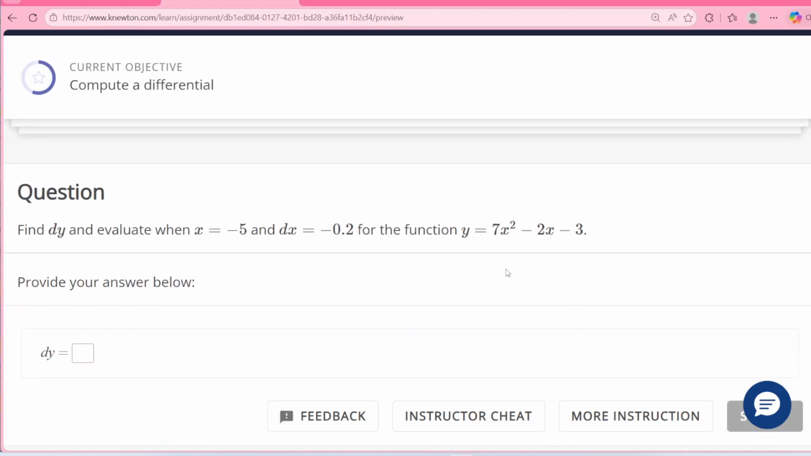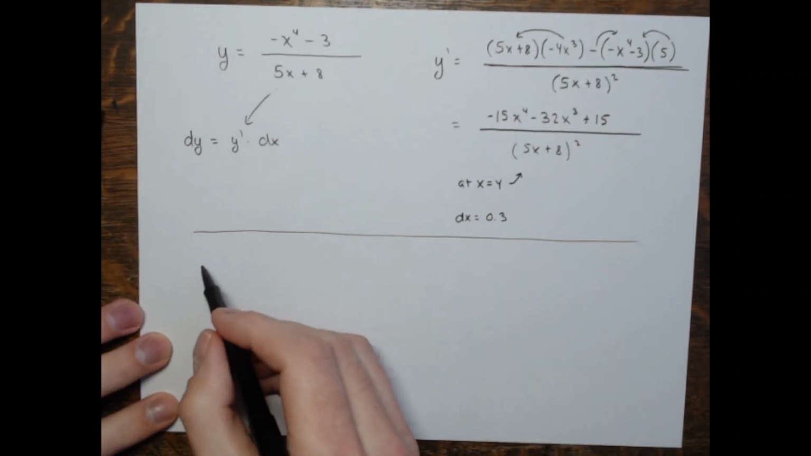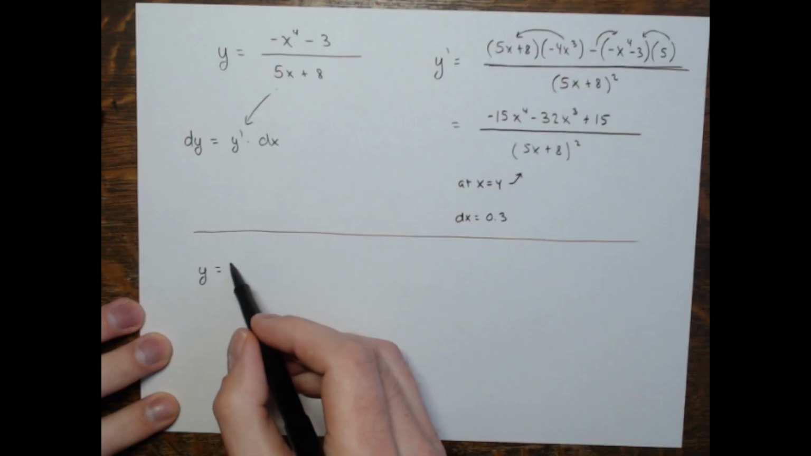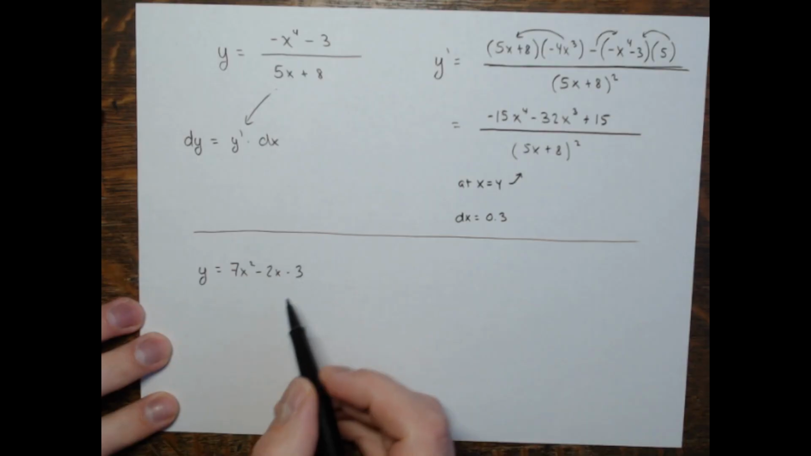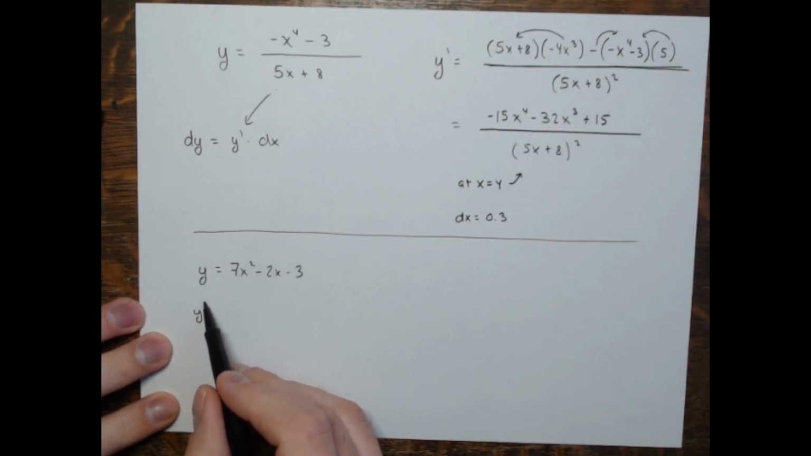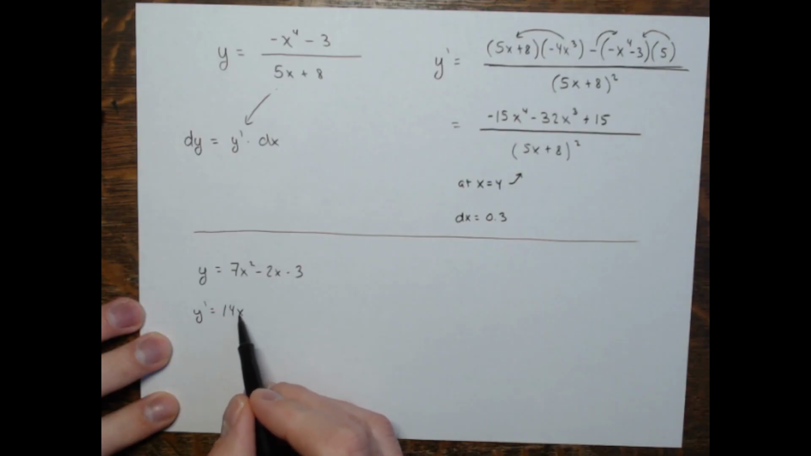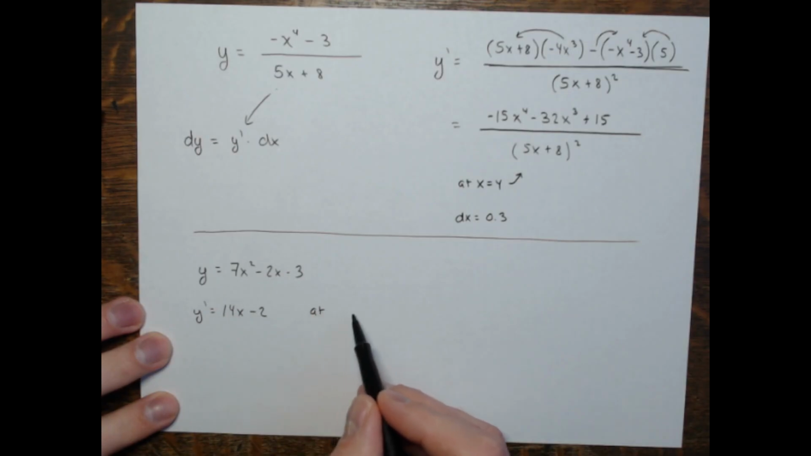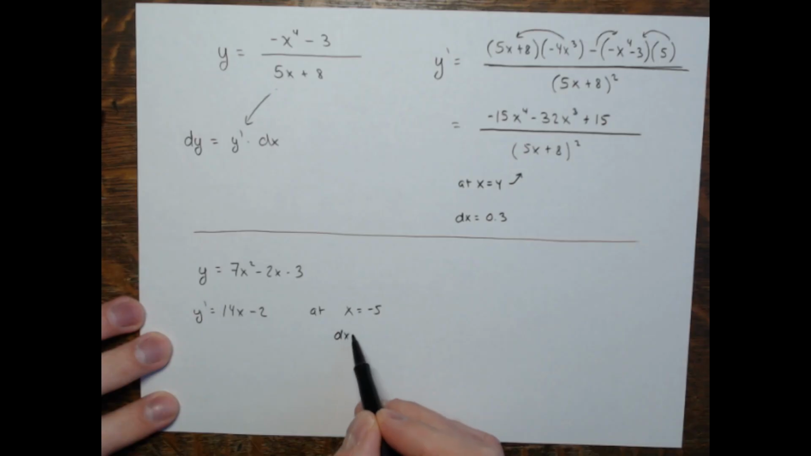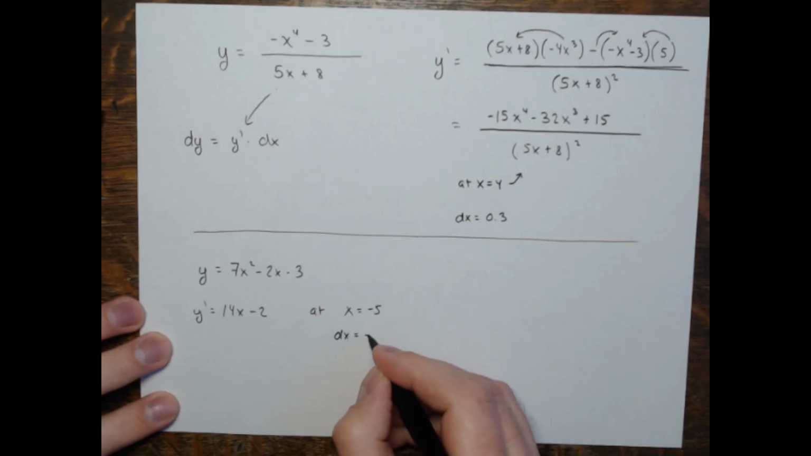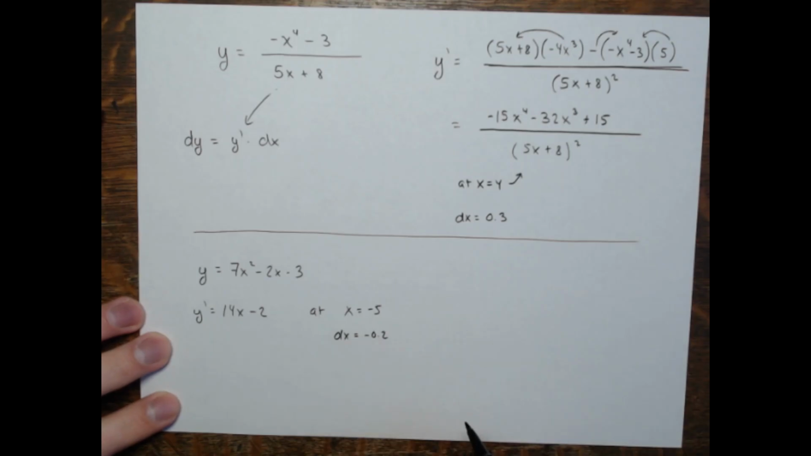All right, you're doing more of the same here. This one will be a lot nicer. The derivative is a lot cleaner. So this time y equals 7x squared minus 2x minus 3. Y prime is simply 14x minus 2. And we're at x equals negative 5. They told us to change x on the tangent line. They're changing x by negative 0.2, decreasing x by 0.2.